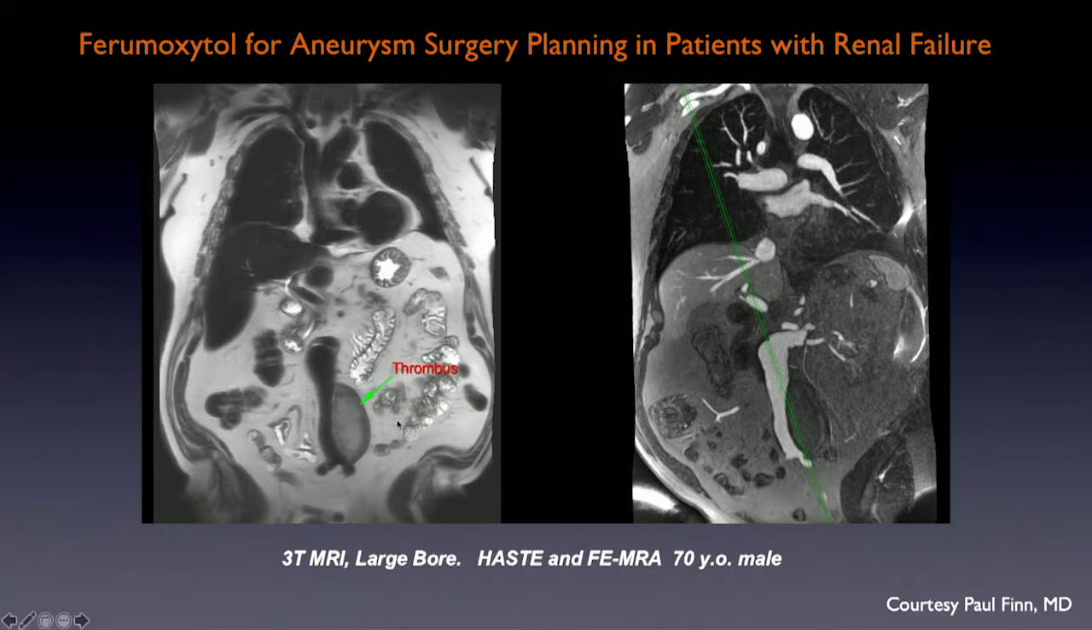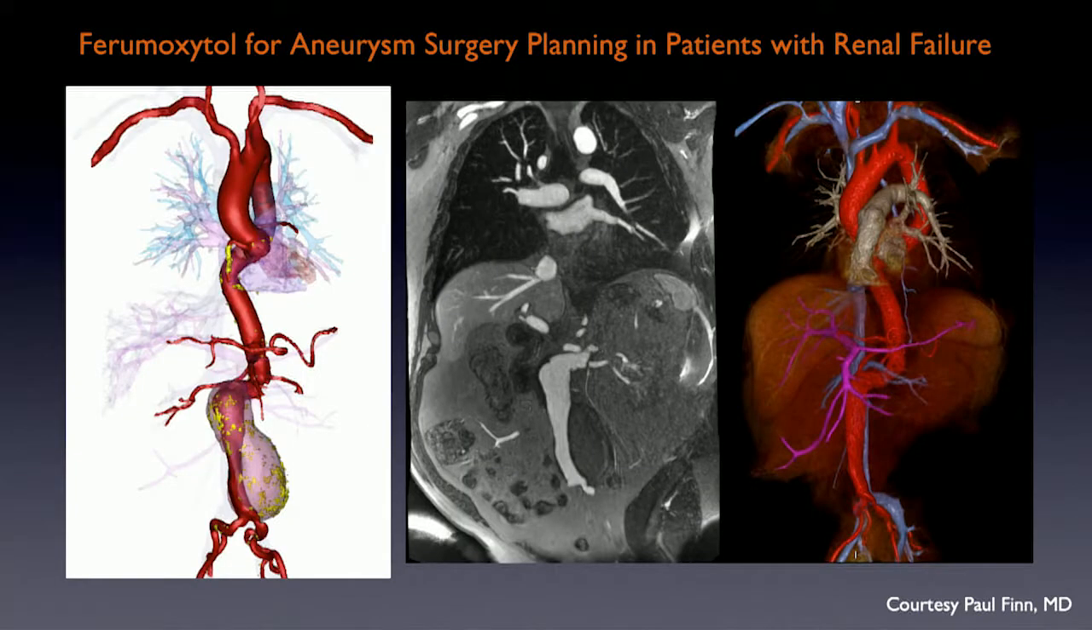What you can do is combine HASTE imaging, on the left, with the contrast-enhanced MRA on the right. This allows you to segment out the size of the sac and generate volume-rendered images of the thoracoabdominal aorta. You can also see the iliac vessels very nicely with this.